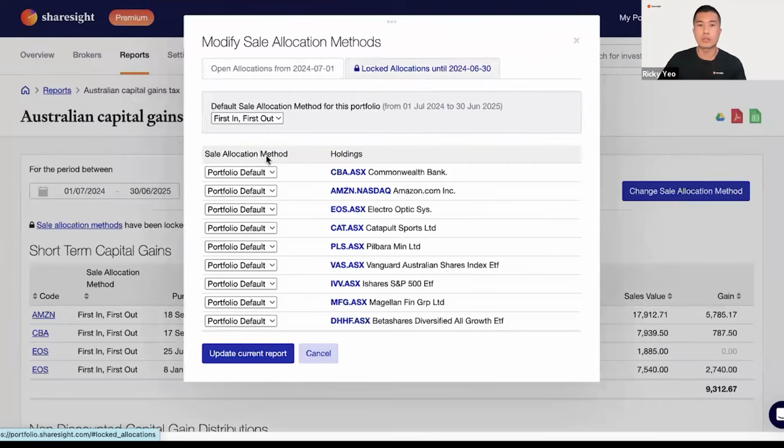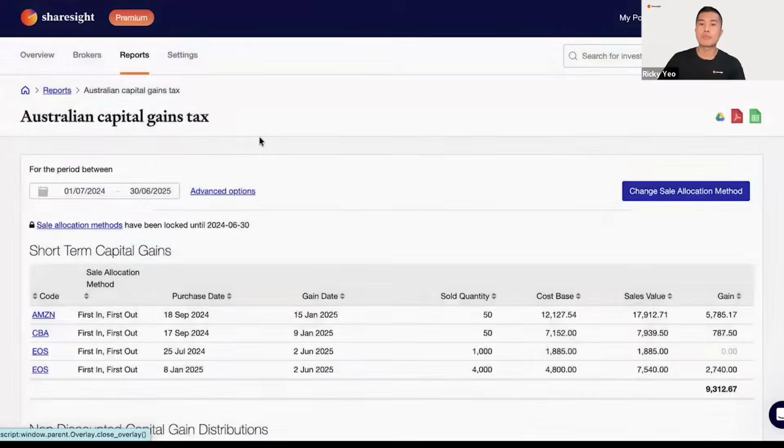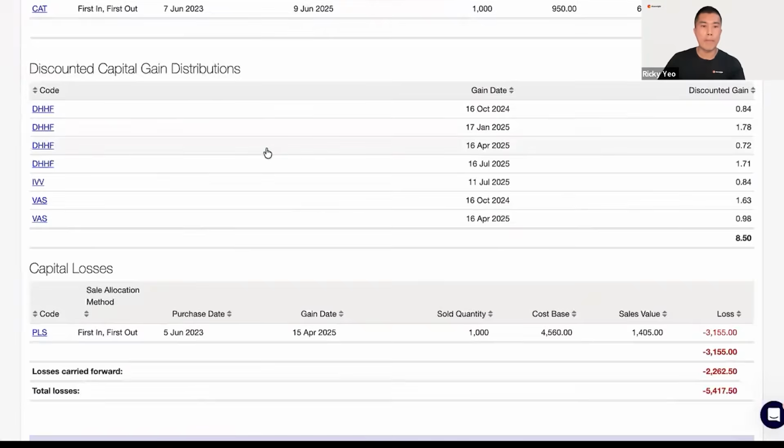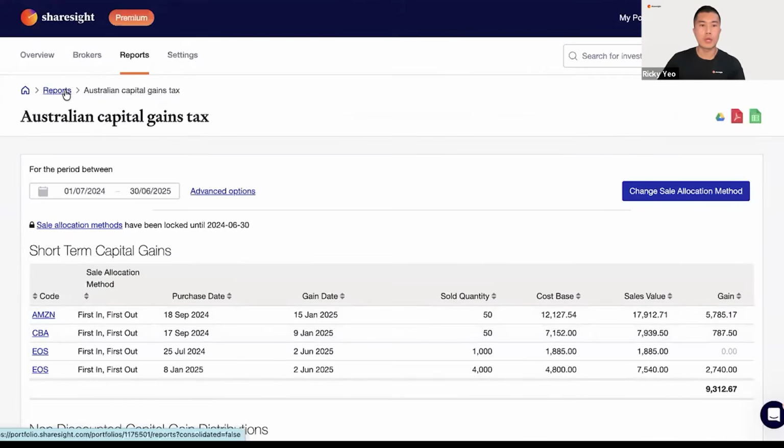So one way is to lock the system, and then you can change it to minimize gains or some other options if you want. For the sell allocation methods, you can use one allocation method for the entire portfolio, or if you want to play around, you can select your own sell allocation method for individual holdings. So that's something for you to explore and play around. That's pretty much the CGT report, and I'll go through the taxable income report.